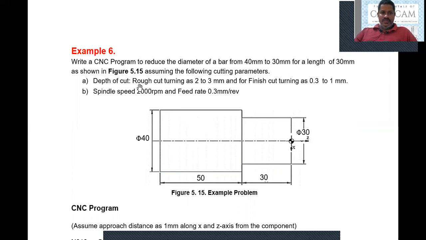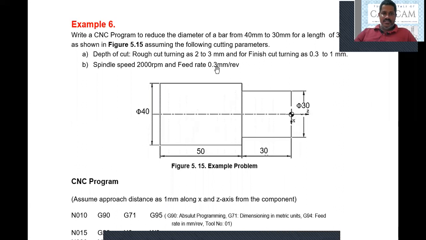Using some cutting parameters given in the problem, the depth of cut for rough turning is 2 to 3 mm and for finish cut turning it is 0.3 to 1 mm. So during rough turning this is the depth of cut, and during the finish cut this is the depth of cut. Then assuming the spindle speed is 2000 rpm during rough cut as well as finish cut, the feed rate is 0.3 mm per revolution. Even the feed rate can be assumed differently for finish cut and rough cut. So this is exactly the problem that we are going to write.